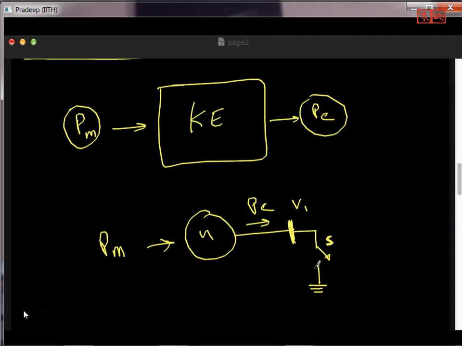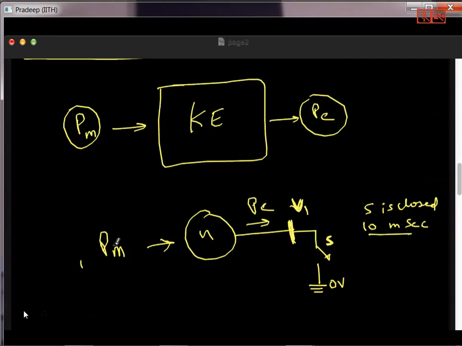So if I close the switch, S is closed, for let's say 10 milliseconds, what happens to the voltage during those 10 milliseconds? It is 0 volts, so the voltage becomes 0. When the voltage becomes 0, the power also becomes 0, because you know that the power is nothing but root 3 VL IL cos phi. If the voltage is 0, whatever the current, the power is also 0. So for the 10 millisecond period, the electrical power becomes 0.